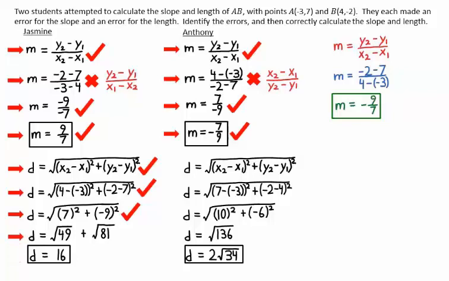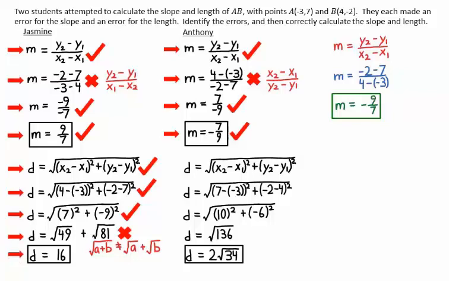For Jasmine's fourth step, she has separated the 7 squared and the -9 squared into separate radicals. She has used this incorrect statement that the square root of a plus b is equal to the square root of a plus the square root of b. This is not true, of course, so this fourth step is where Jasmine has made her mistake.